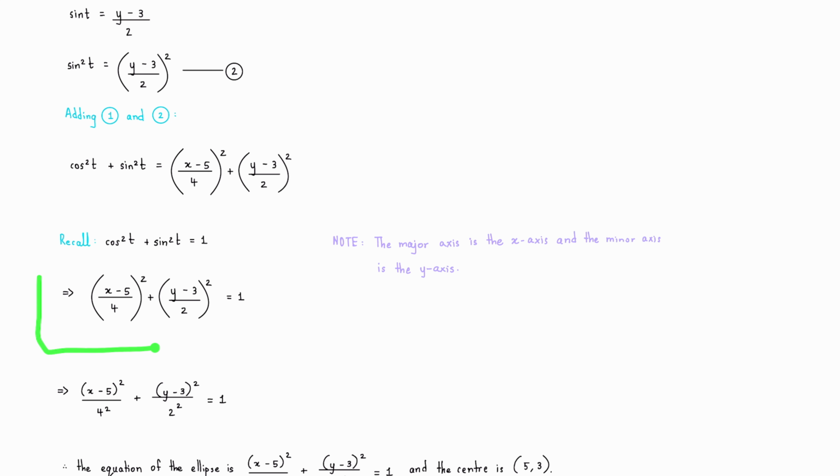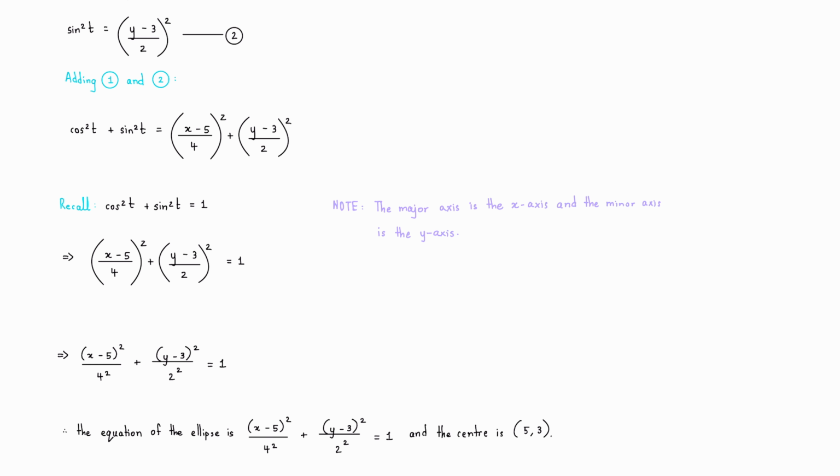So from this, what can we do? That's it. That is the equation. So the equation of the ellipse, we're just putting it into a more recognizable form, and that's it. And we can see that the center is 5, 3.